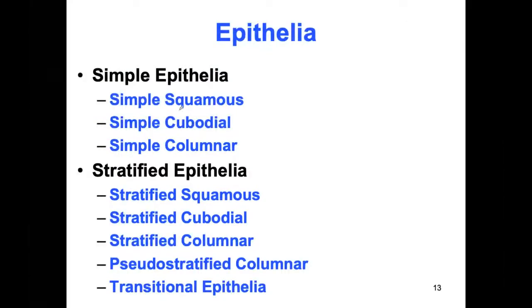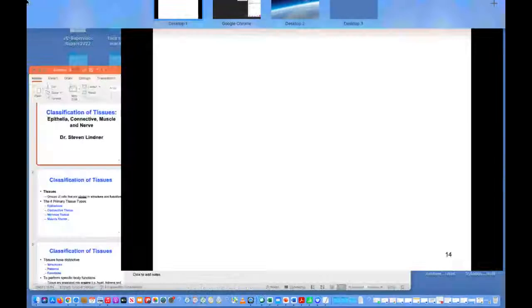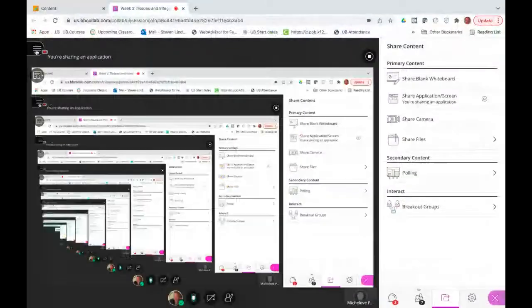So epithelium could be simple squamous, simple cuboidal, simple columnar. That's on the simple side. And then on the stratified side, we can have stratified squamous, stratified cuboidal, stratified columnar, and the two fun ones, pseudostratified ciliated columnar epithelium or transitional epithelium. Good place to take a break. We'll see if anyone has any questions.